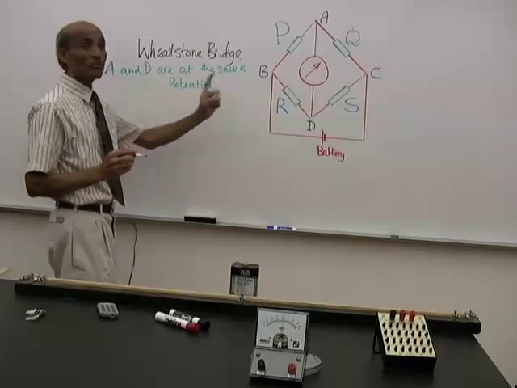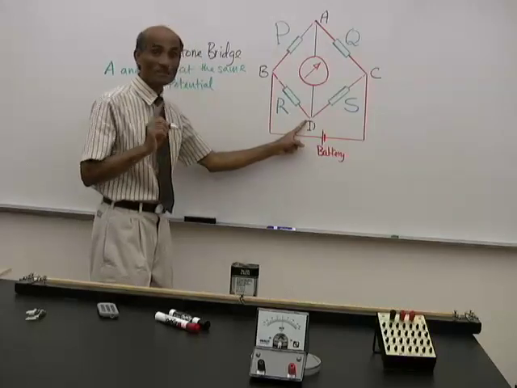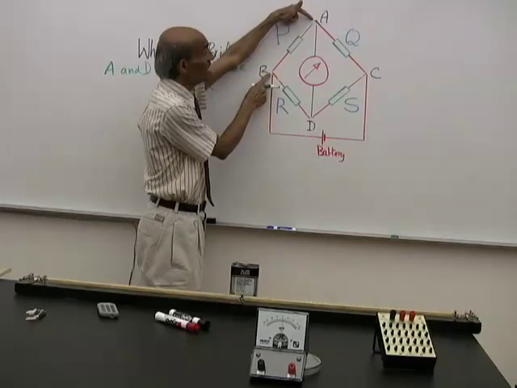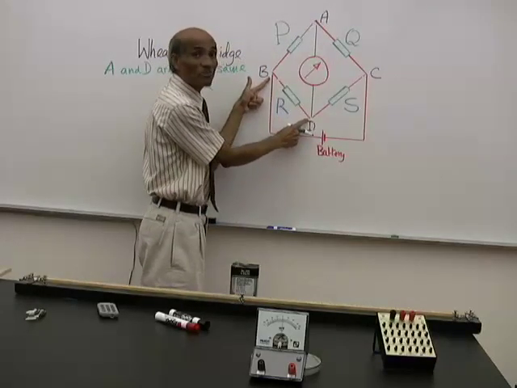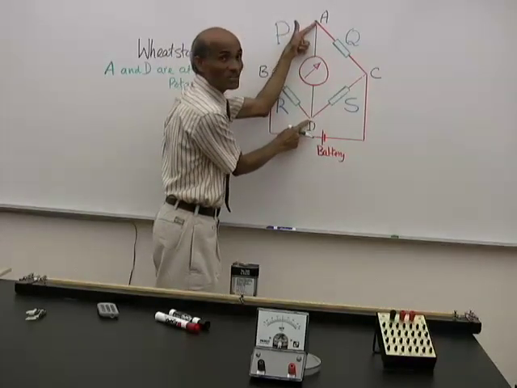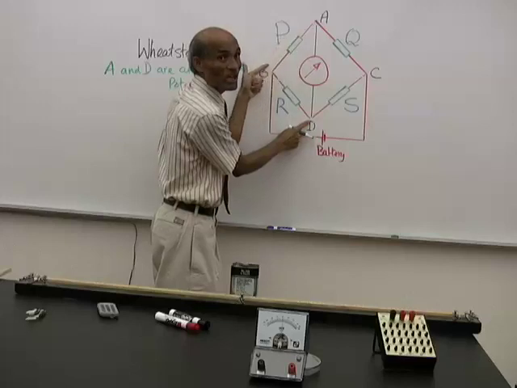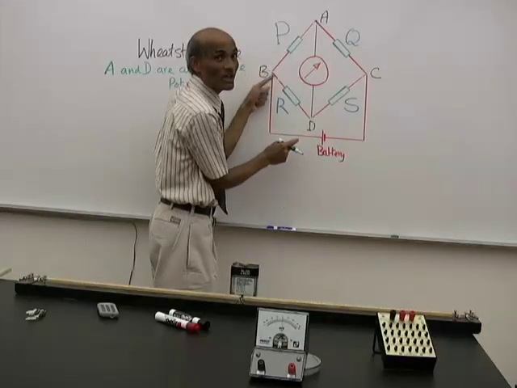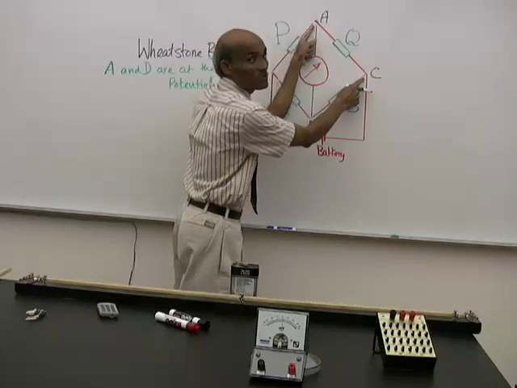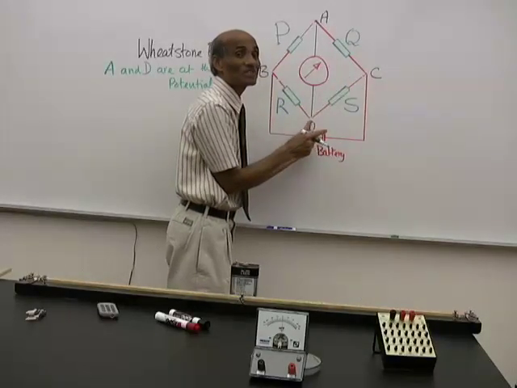You see, what that means is if A and D are at the same potential, then the potential difference between B and A will be the same as the potential difference between B and D. Is that right? Because A and D are the same potential and B is a single point, the potential difference between A and B will be equal to the potential difference between B and D. Similarly, the potential difference between A and C will be equal to the potential difference between D and C.